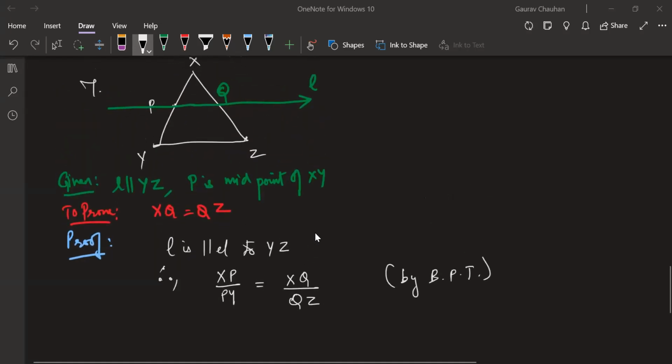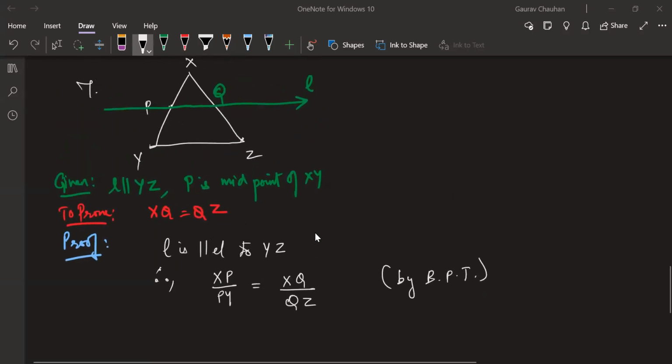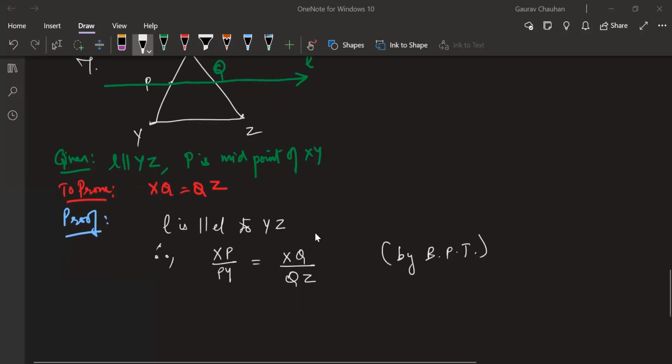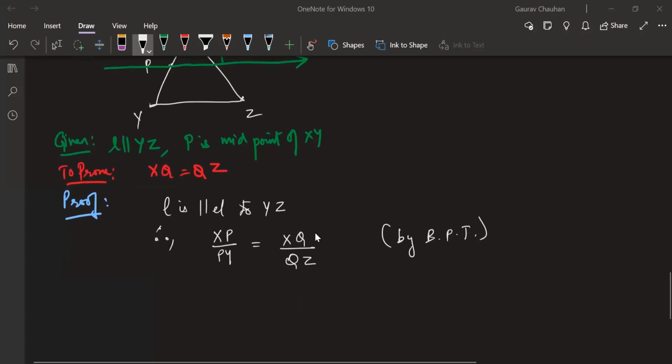Sir, from the given we know that P is the midpoint of XY. So we can write XP by XP is equal to XQ by QZ. Cool. Can we write one step before that? Okay, let's write that only: XP by XP is equal to XQ by QZ. You can write that step in the reason.